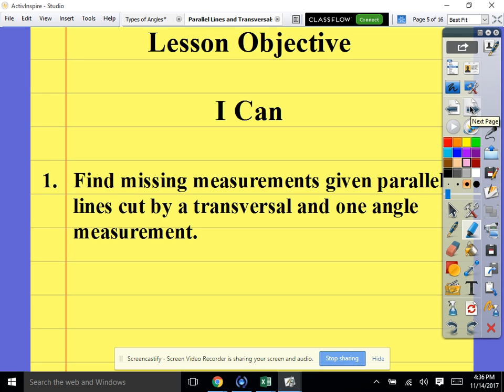Your lesson objective that you need to write down: I can find missing measurements given parallel lines cut by a transversal and given one angle measurement. So pause the video and write that down.